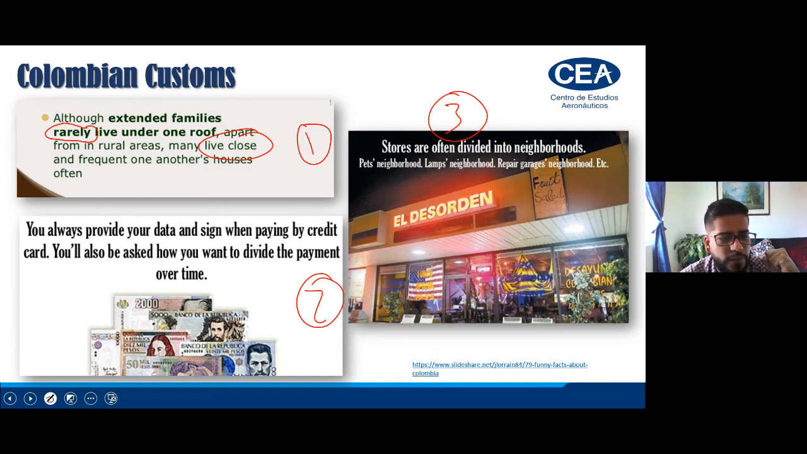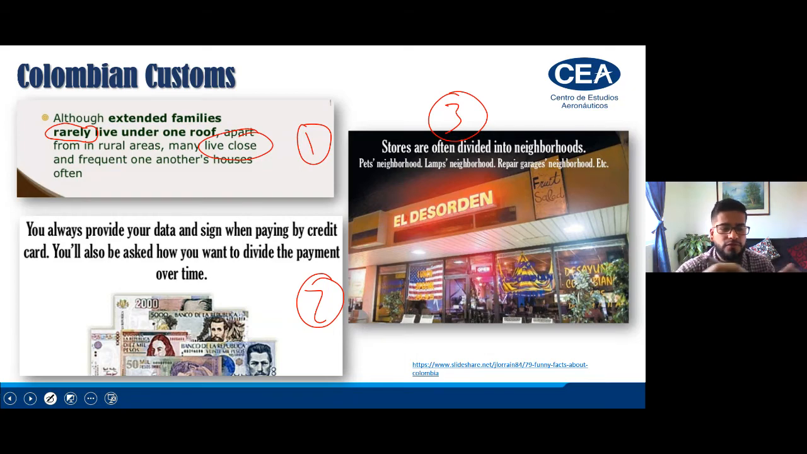Okay, now in the second example, they say, in Colombia, you always provide your data and sign when paying by credit card. You'll also be asked how you want to divide the payment over time. So this is very common when we talk about money. Maybe this is more regional, because this is more common, for example, in Bogota. Yeah, in Bogota, you always provide your data and sign when paying by credit card.